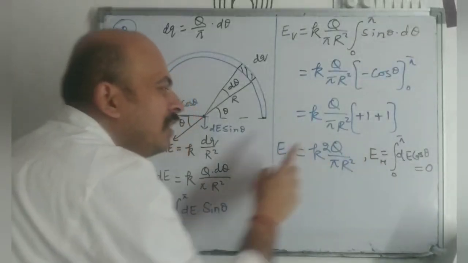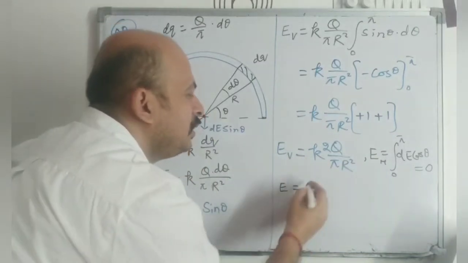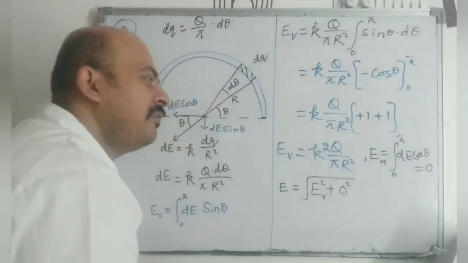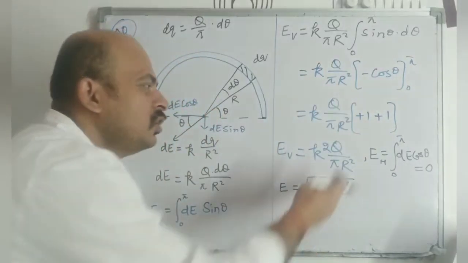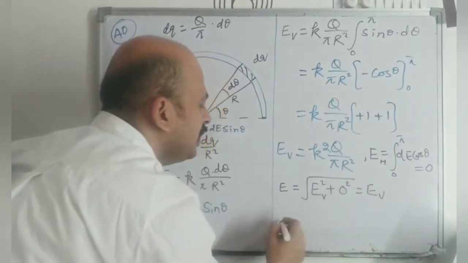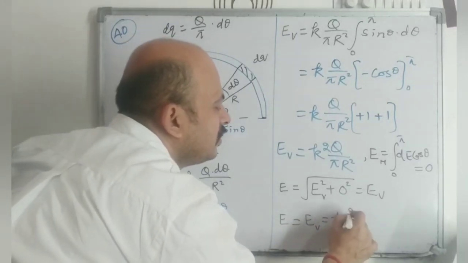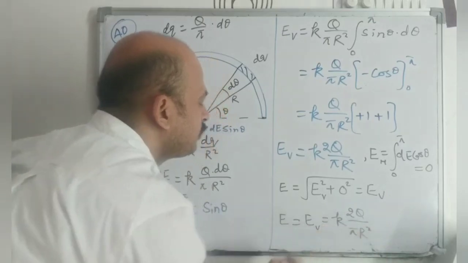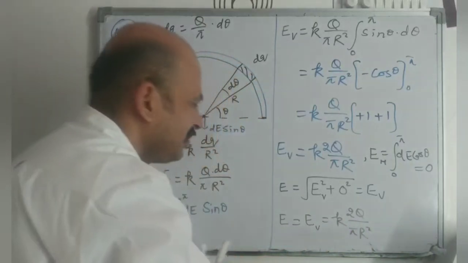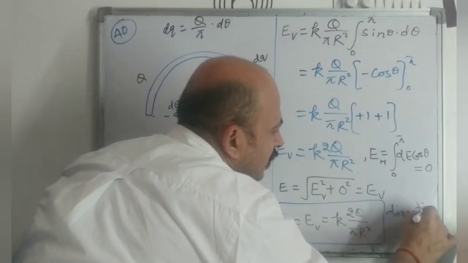Because we have two components here, E vertical and E horizontal, and they are perpendicular to each other, E will be equal to the square root of E vertical square plus 0 square. If you have some finite horizontal component, you will take that finite value of EH here. So this will be equal to E vertical, that is K 2Q upon pi r square, directed downward.